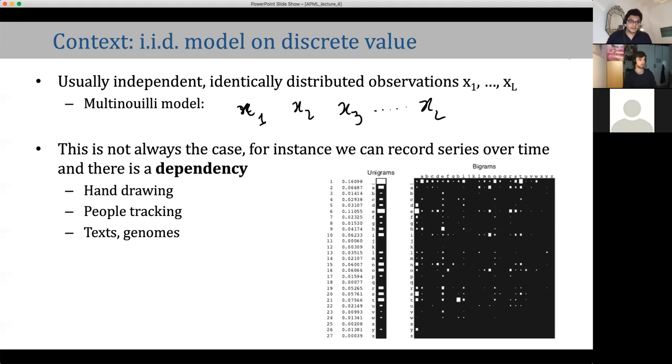Oh, sorry, I put the example a little too early. The Markov models are the first step, let's say the first layer of models you can do if you want to move away from independent observation.